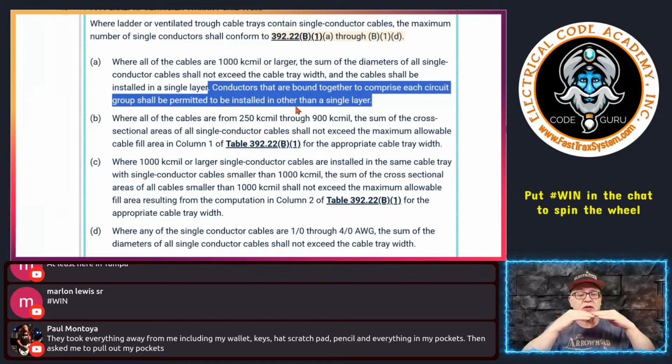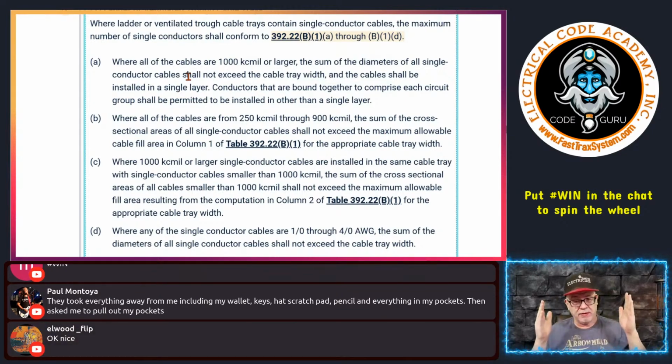So they're okay to be in there that way, but it doesn't mean you can stack other ones on top of them. If you do a triad, you're going to have one on top, no matter how it lays, so that is saying that's okay. But if you plan on running just single conductors in there, then they have to be one layer. And again, this only applies to 1,000 kcmil and larger. So that's a simple one.